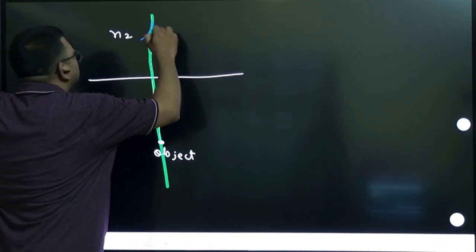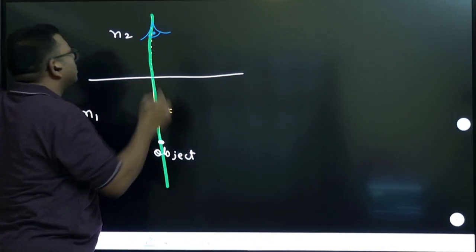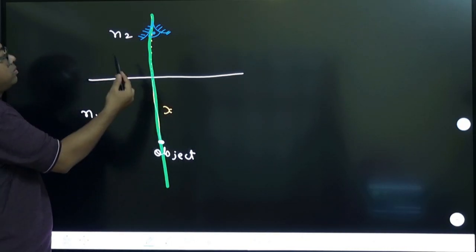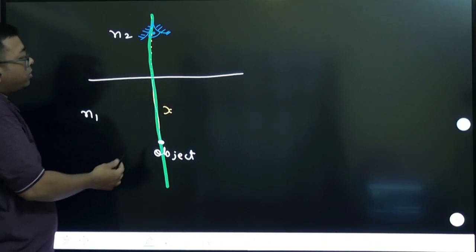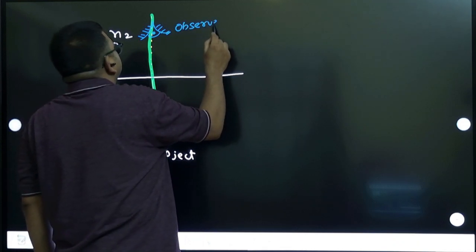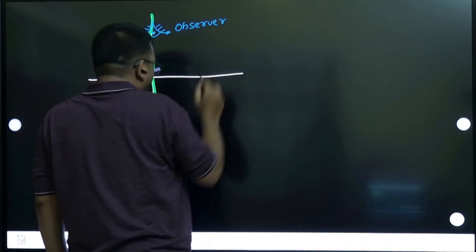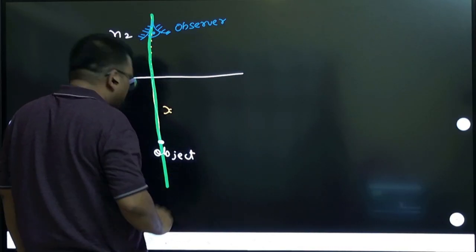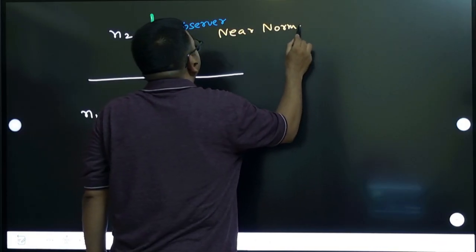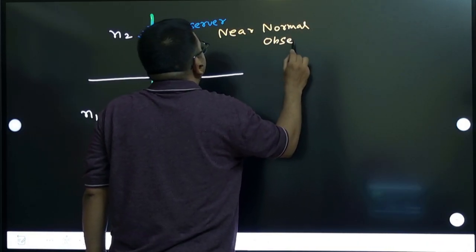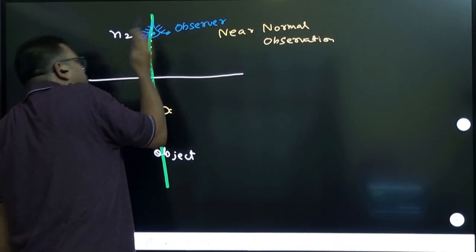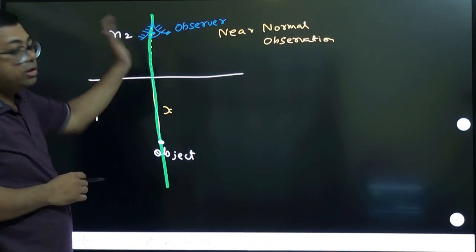This is the eye of the observer, and this is how light is going into the eye. So the eye of the observer is near normal. This is called near normal observation. Near normal means the observer is almost on the normal, very near to the normal.